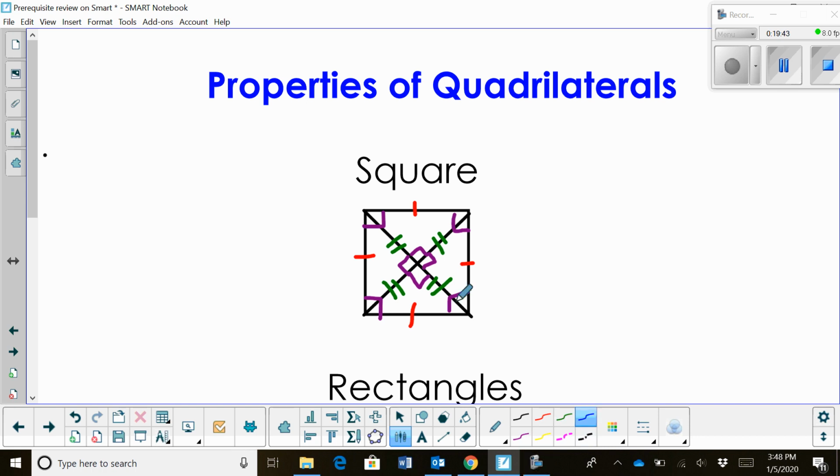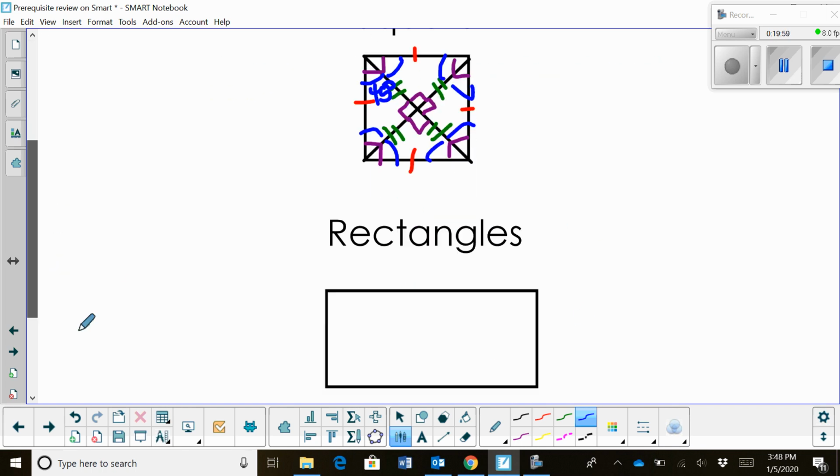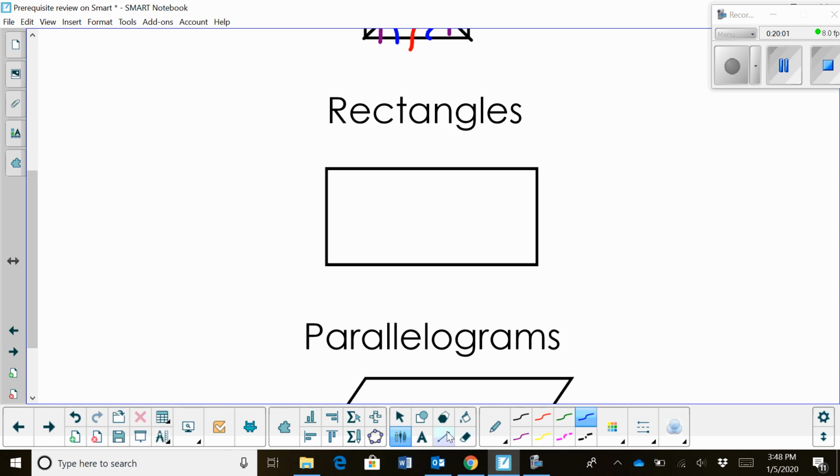And then if you wanted to go back and say, okay, this is 45 degrees, which means this is also 45, and this is also 45, and that's 45, and so on. So they're all 45 degrees. Okay, now let's talk rectangles.